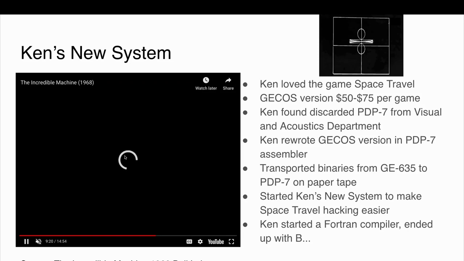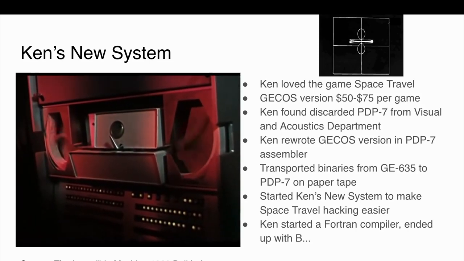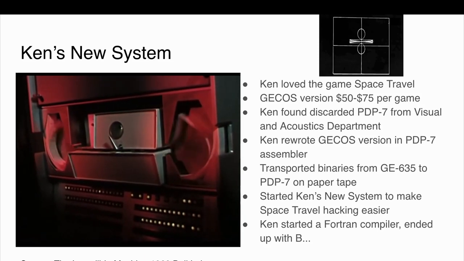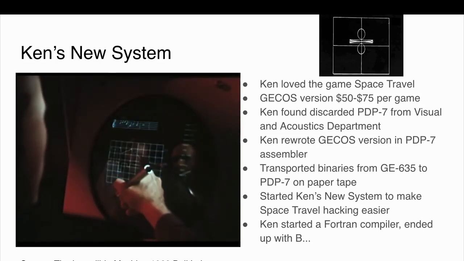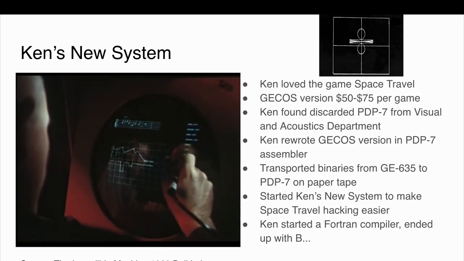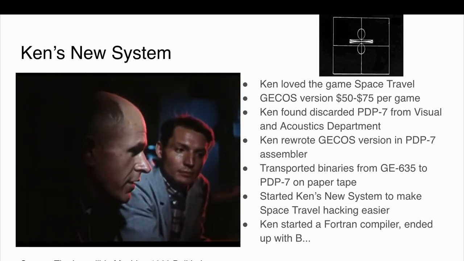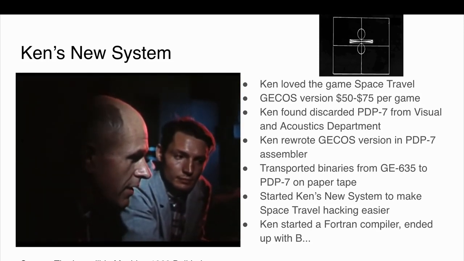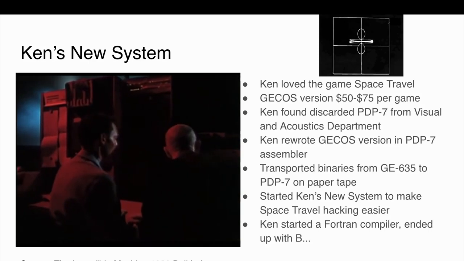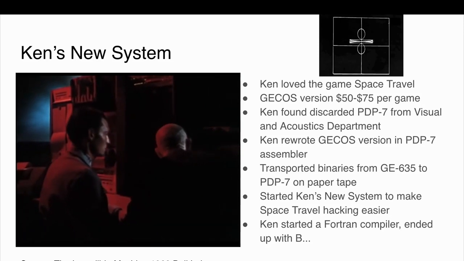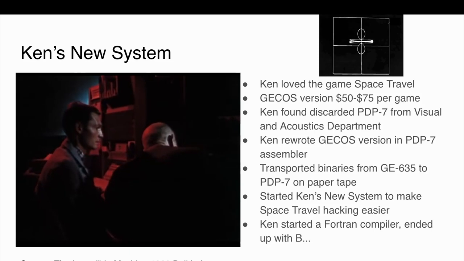So they had a PDP-7 hanging around, and so Ken was able to write PDP-7 assembler on their GE 635 mainframe, put it on paper tape, and take it to a PDP-7. This is a PDP-7 that's in a film called The Incredible Machine that talks about Bell Labs' early music. You'll see why I included it here in a second. But he was able to take these tapes and put them on the machine. And, well, that was fun. He could play his game.